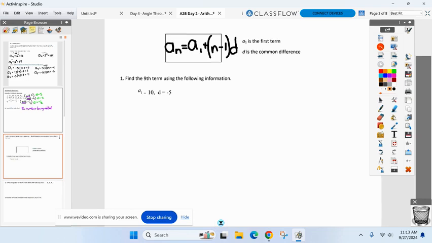All right, let's take a look at the first one. I want you guys to find the 9th term if I know what. What am I giving you here? Read it to me. First term is 10. And what does D stand for? Common difference, that's what I'm adding every single time, is -5.